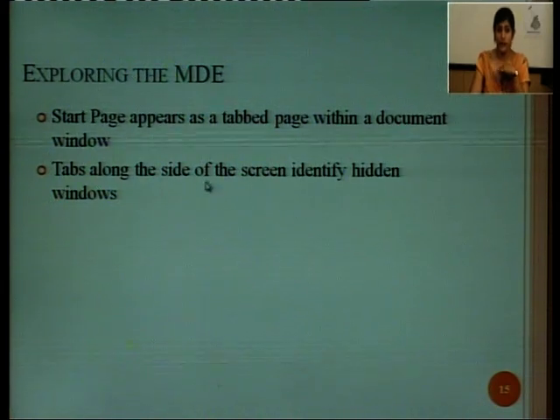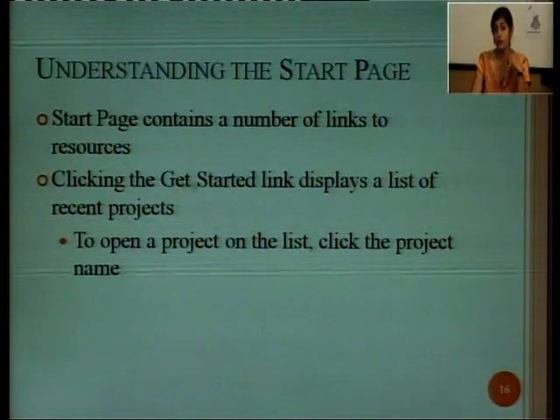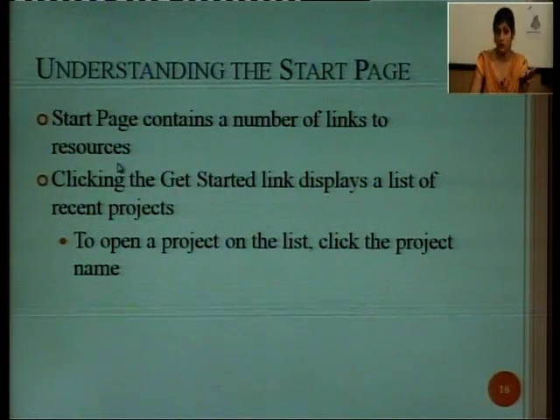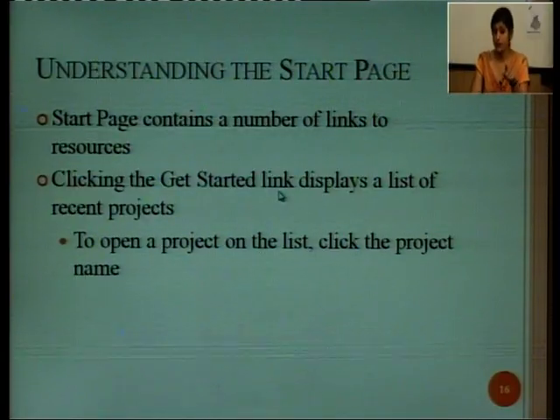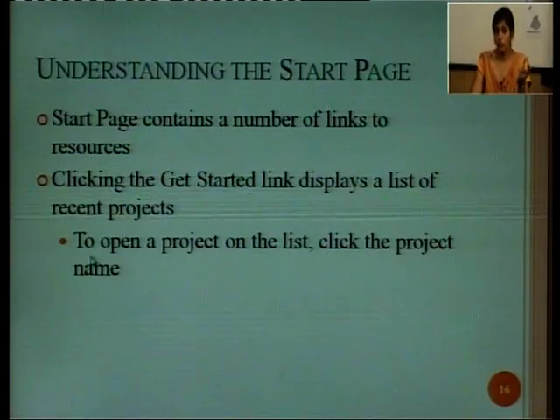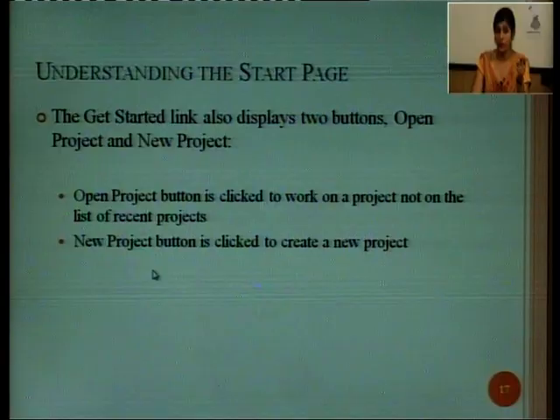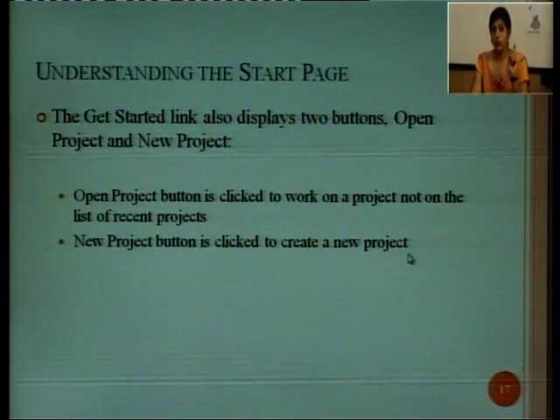Now, the start page appears as a tabbed page within a document window. Tabs along the side of the screen identify hidden windows also. The start page contains a number of links to resources. One is the Get Started link. Whenever you click on Get Started, you may open a project from the list or click the project name, or otherwise you may click the new project button to create a new project.